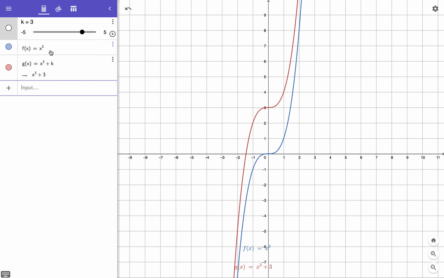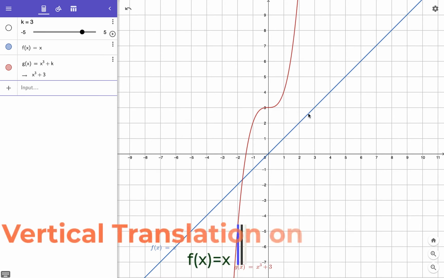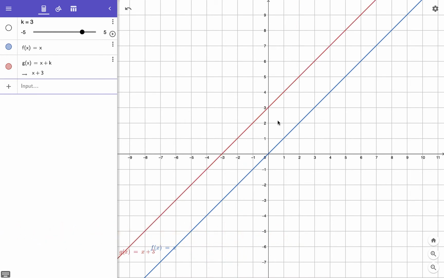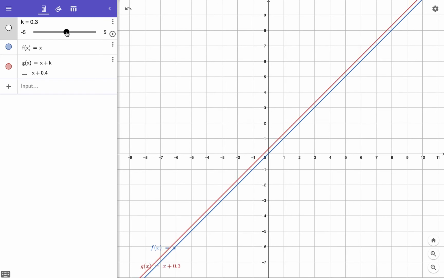Let's now change the parent function and make it, for example, x only. This is a straight line, as you can see, f of x equals x. This is the parent function of any linear function. That's your graph. Now if I take k back to 0, I get my parent function. Now let's have positive values of k, so x plus 1, for example.